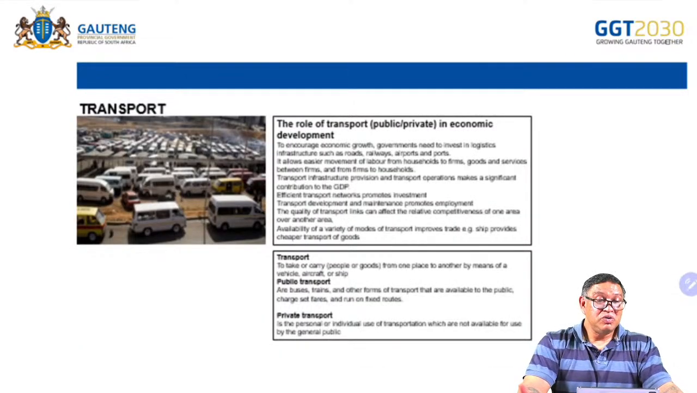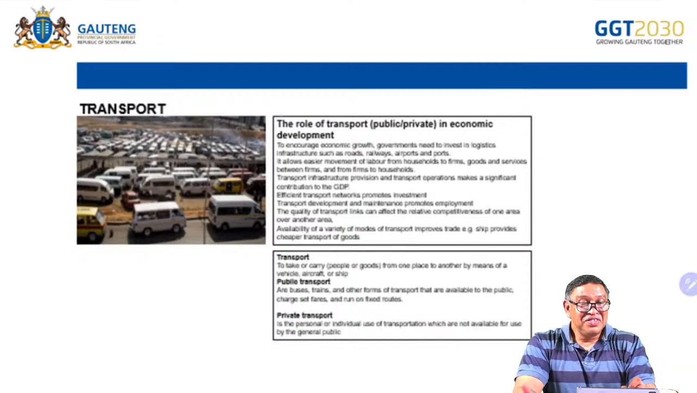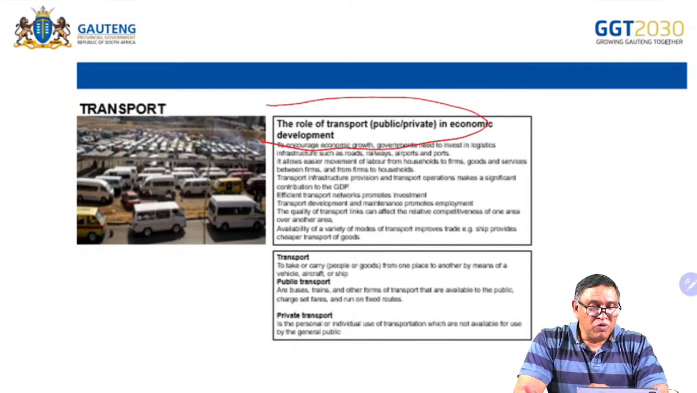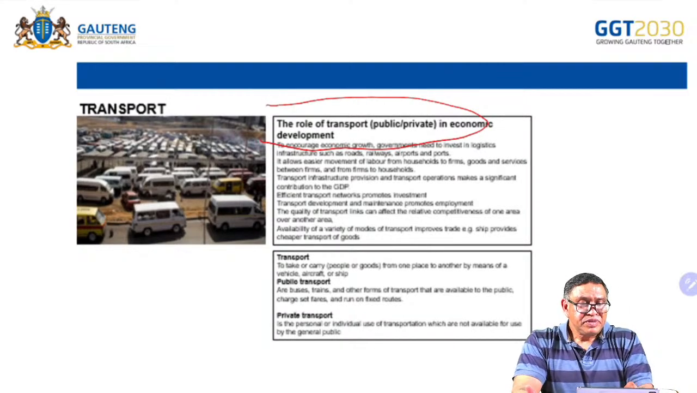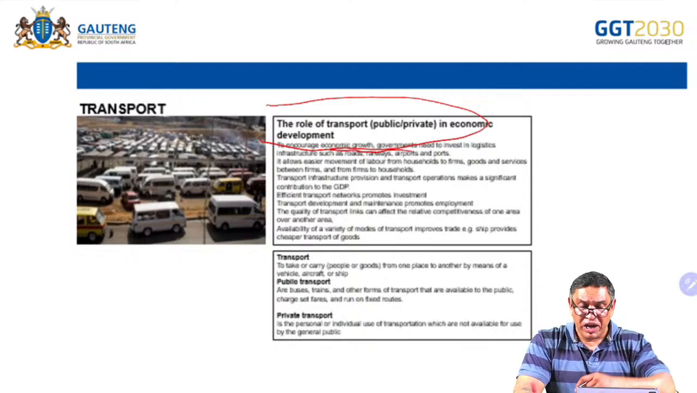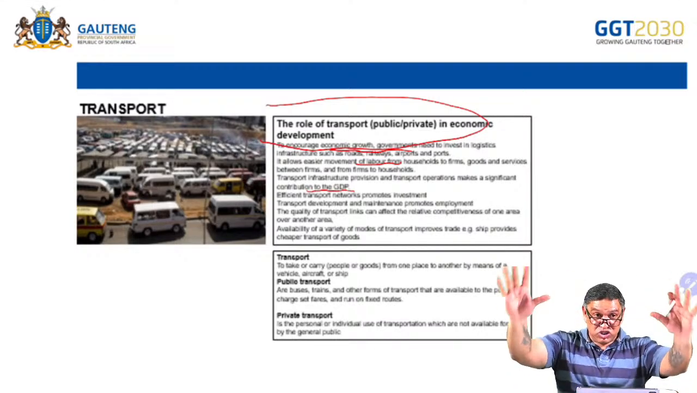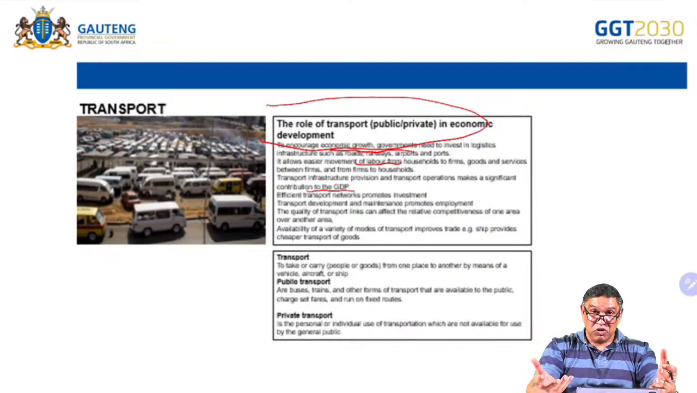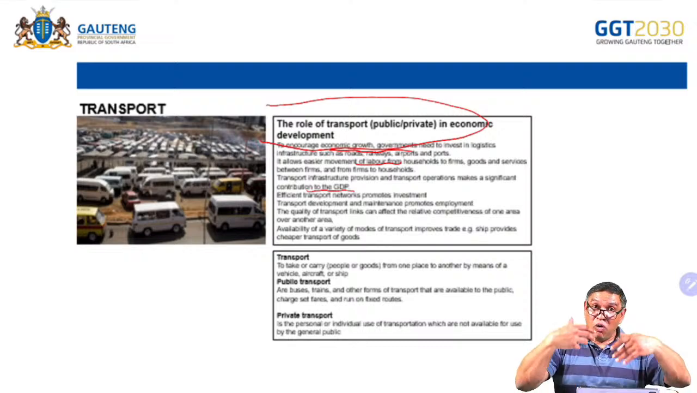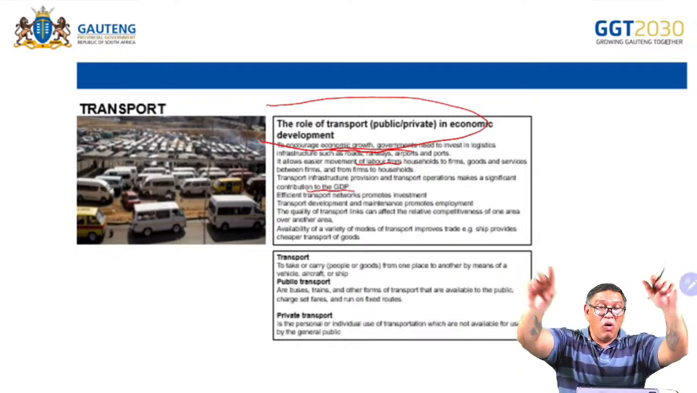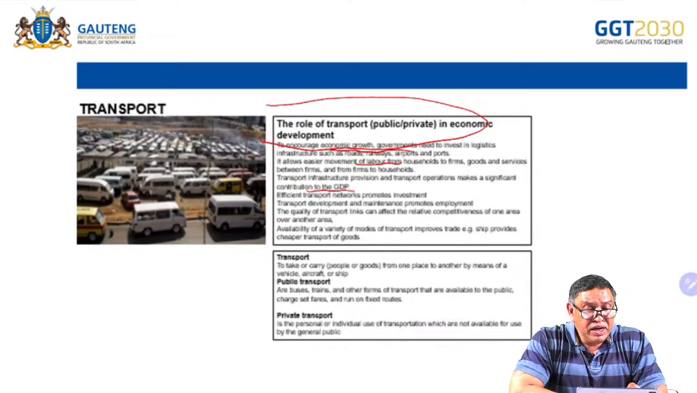Transport. What do you need to know here, learners? The role of transport, both private and public, because transport is important for economic growth. It allows movement of people. If you don't have transport, you can't get to work. Its provision makes a significant contribution to the GDP because of the construction of transport networks. Also the movement all contributes to the GDP.